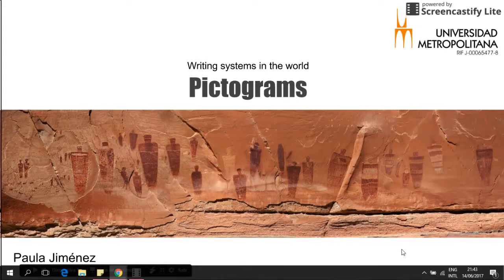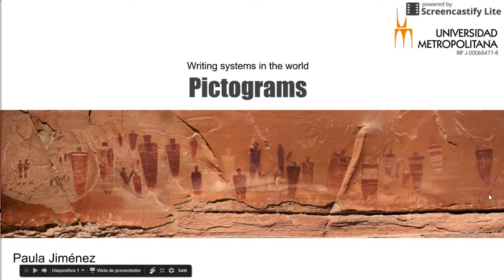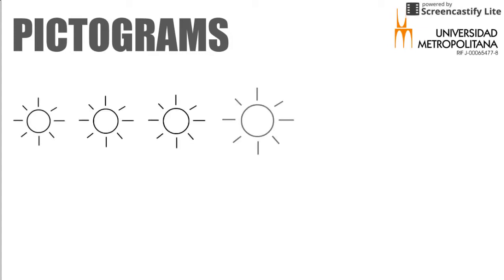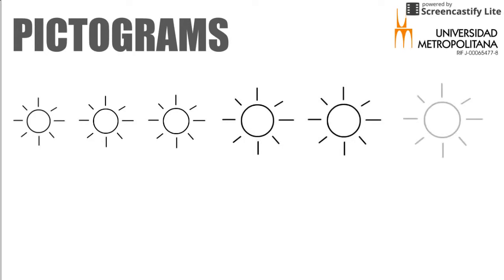Hi everyone, my name is Paula Jimenez and I'm going to talk about pictograms. Pictograms are basically drawings, but the question is, when do these drawings become the system of writing named pictogram? In the first place, when some of the pictures come to represent particular images in a consistent way, we can begin to describe the form as a pictogram.